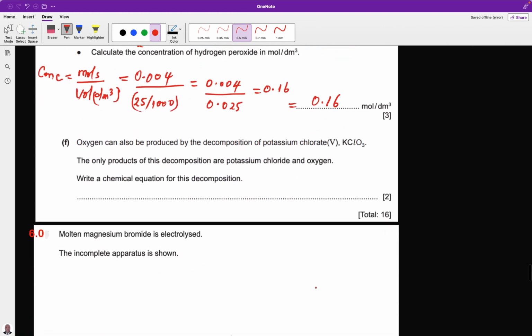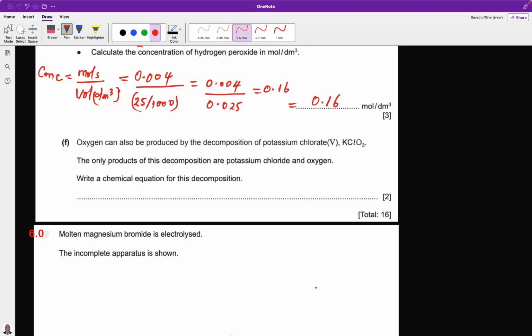Oxygen can be produced by the decomposition of potassium chlorate. The only products of this decomposition are potassium chloride and oxygen. Write a chemical equation for this decomposition.